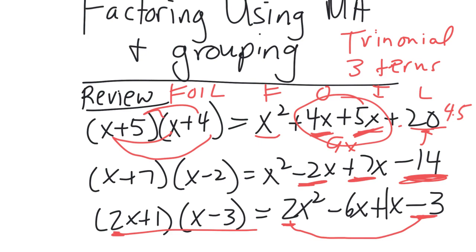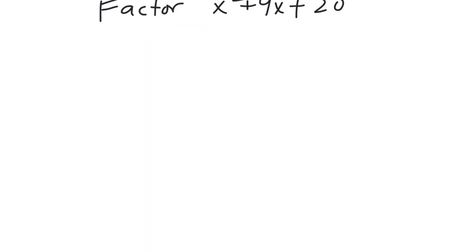So our goal here is to get a problem that was a trinomial, a 3-term, change it to a 4-term polynomial, and then work backwards to get it looking like a FOIL problem. That's our goal. All right, so let's start. Okay, so here's the first one. Factor x squared plus 9x plus 20.